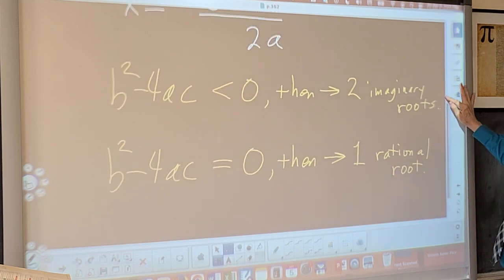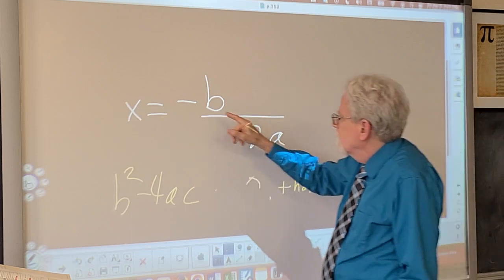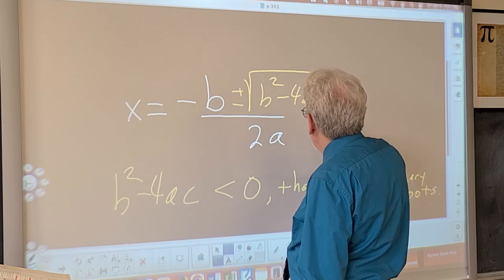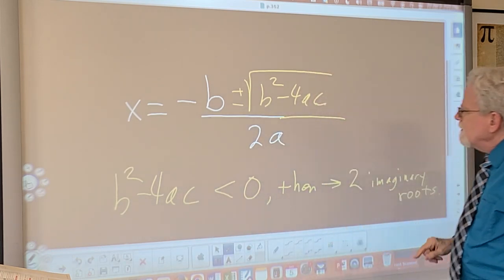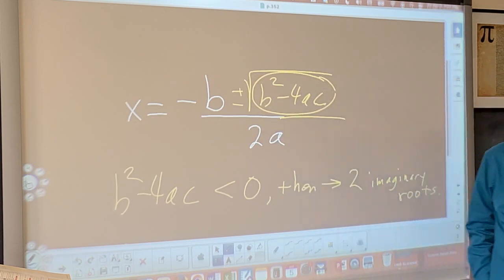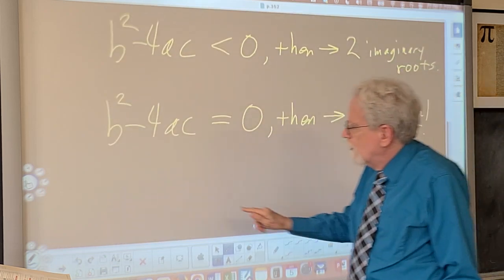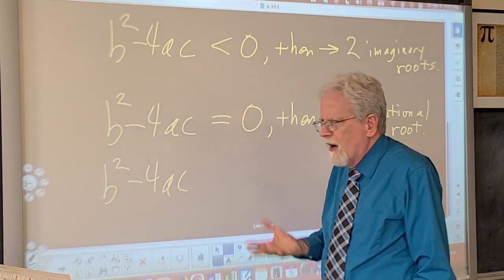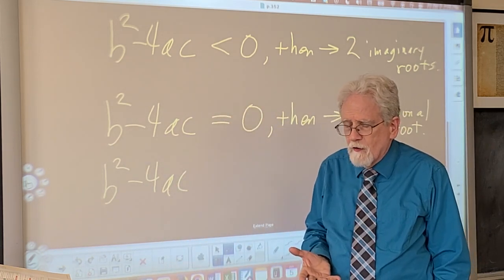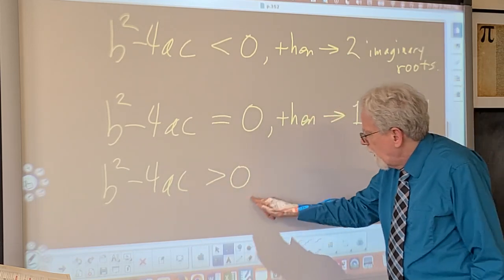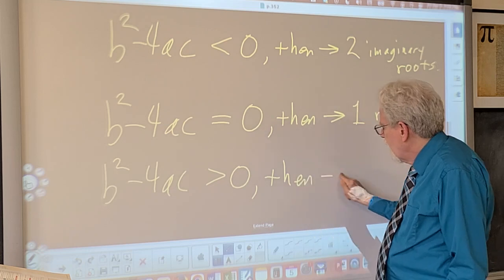Now what if, can I put this back? The quadratic formula: x equals negative b plus or minus the square root of b squared minus 4ac, all over 2a. What if b squared minus 4ac turns out to be positive? What if it is more than 0? How do we say positive in algebraic terms? Well, that would be greater than 0. Positive.